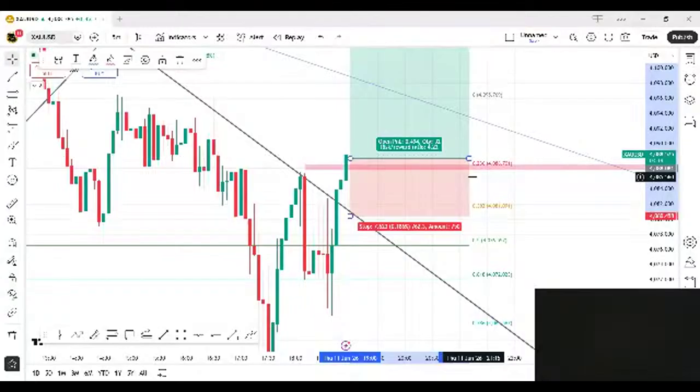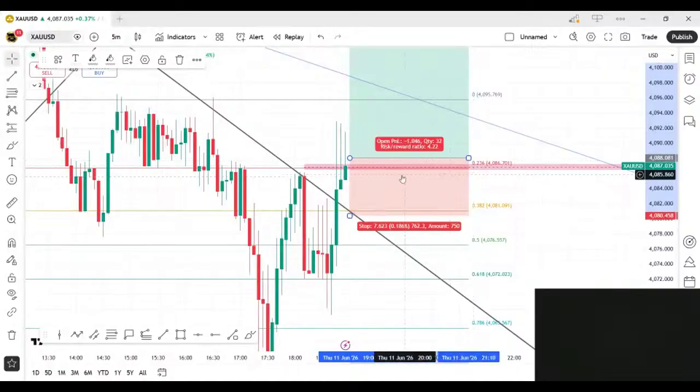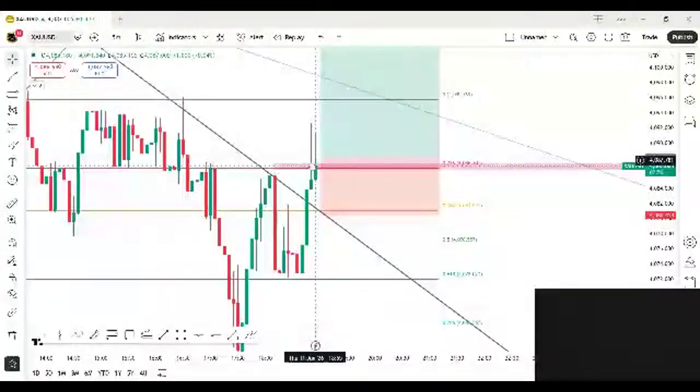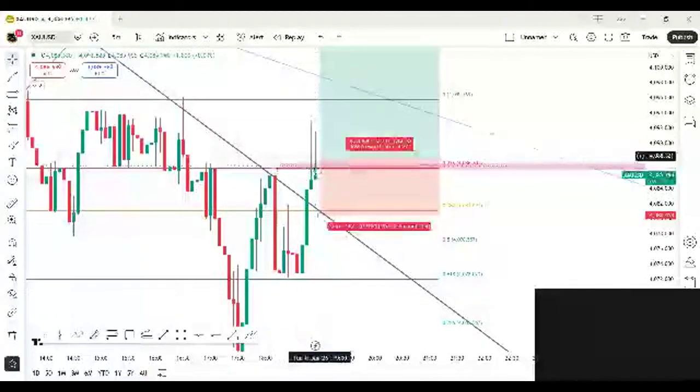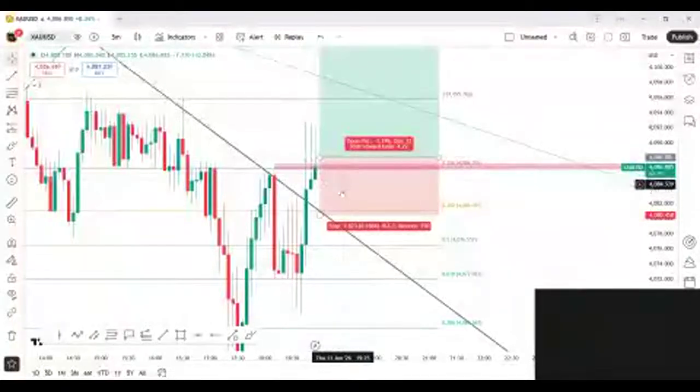Our TP1 will be 4096 and TP2 will be 4100. Again, the reason for the buy is what I have told you: the market keeps trying its movement towards the upside and building momentum in this zone. So that's why we just enter into a buy trade.